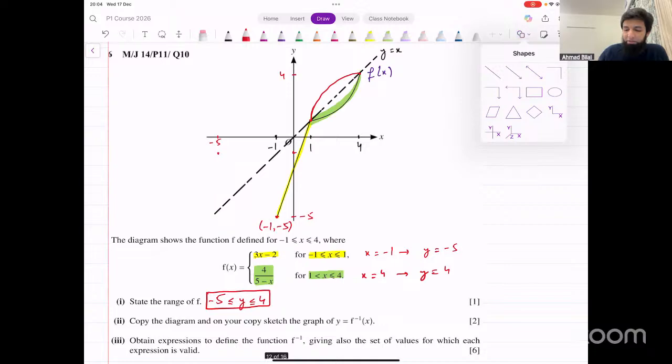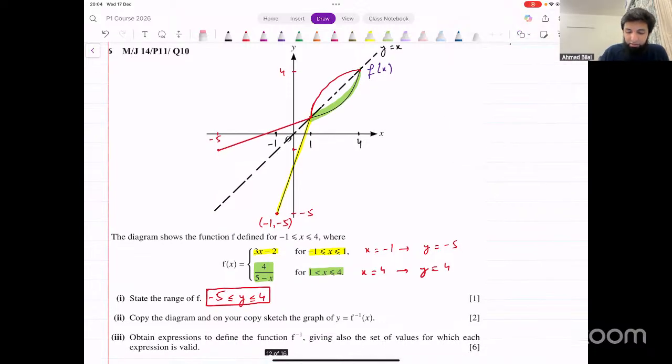So that means the straight line is going to look like this. This is the f inverse graph. That's what you would draw on the graph. So this point here is -5 and -1. The red graph that you see, that's the inverse function.